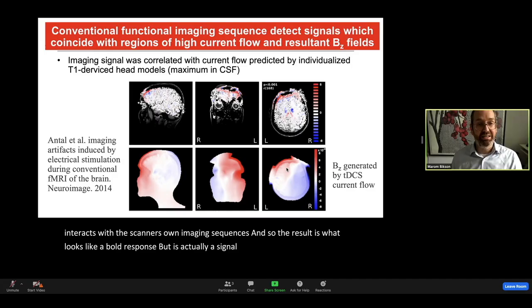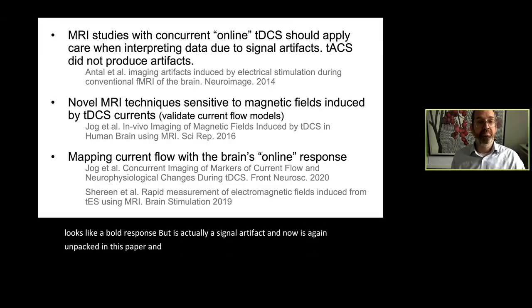And that was, again, unpacked in this paper. And so we show in this paper that when you do MRI studies with online TDCS, you need to be extremely careful.